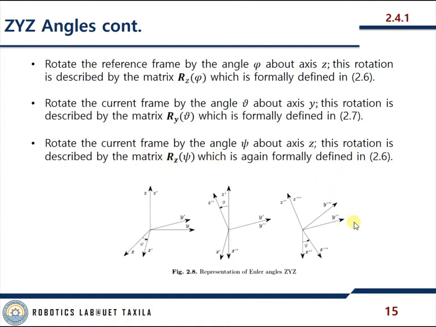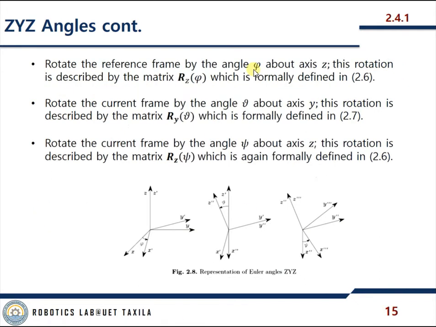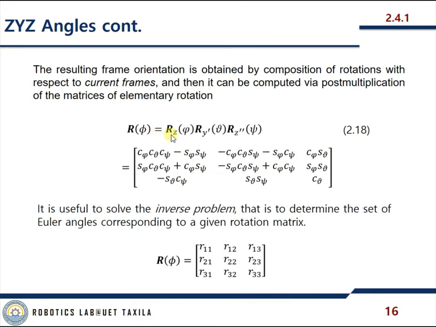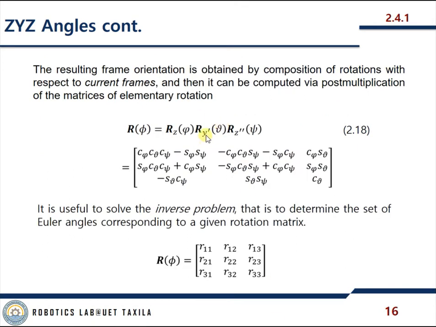So these are the notations which I described in a previous slide, just as a quick reminder. The resulting frame orientation is obtained by composition of rotations with respect to the current frame, and it can be computed by post-multiplication of the matrices of the elementary rotations. Here it is important to note that because we are moving with respect to the current frame, first we have Rz, which was the rotation by this angle, and then Ry dash, and then Rz double dash. If you multiply all these rotation matrices, we get this.